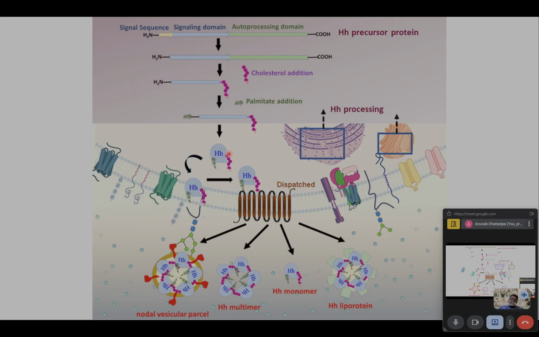Essentially, for Hedgehog to be actively signaling, it needs to have a palmitate and a cholesterol added, and extracellular signaling occurs when the Dispatched protein, which is a cell surface molecule, helps it get out of the cell in one of these protected forms so that it can go and do its signaling.